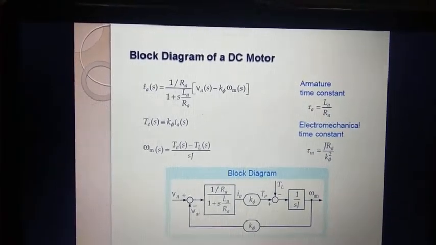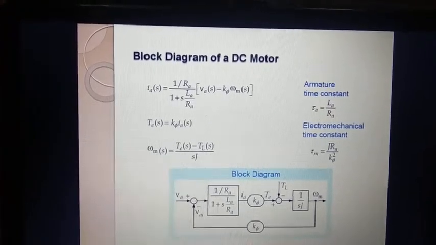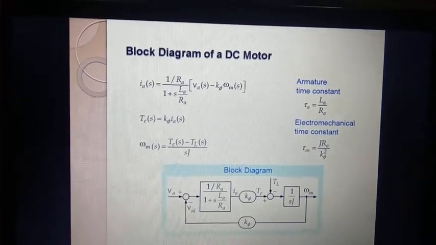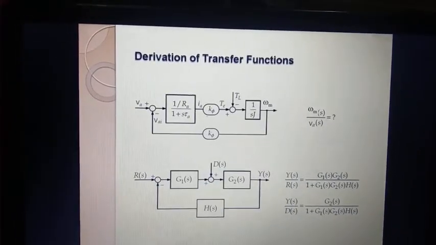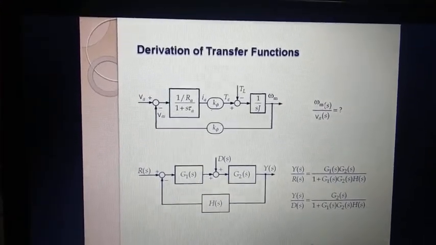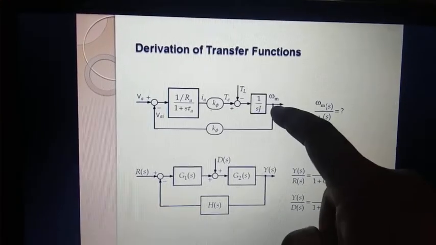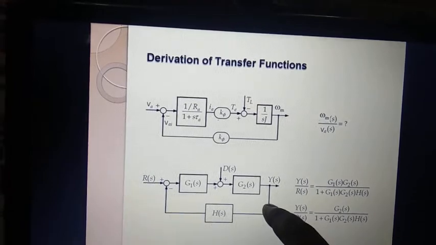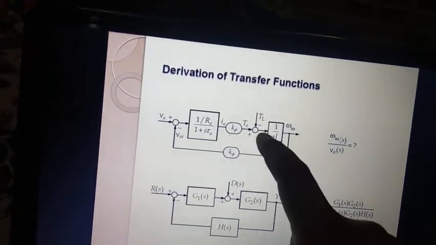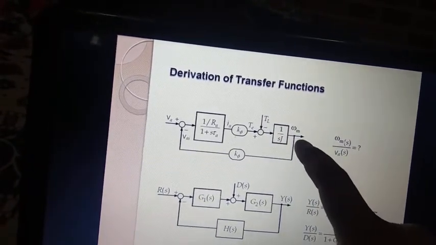Now as you see, based on these three, we are constructing the block diagram representation of the DC motor, and this figure represents the block diagram of a DC motor. On solving this block diagram, we have the transfer function. As we all know, the transfer function is the ratio of output to input. In this figure, Va is the input. Moreover, TL is also called an input, and Wm is the output.